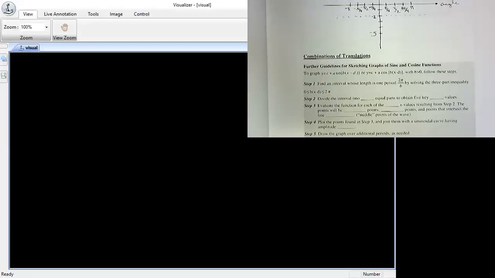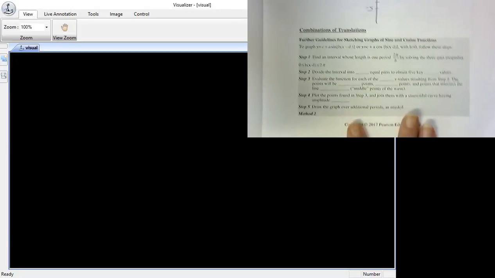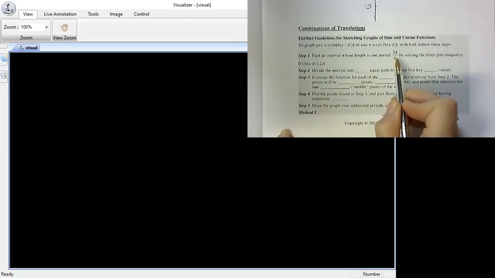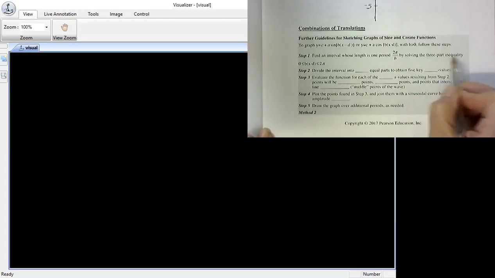All right. So we are going to review the combinations of translations that we talked about and put it all together. We'll practice one more and then we'll move on into 6-4. So first of all, what we did is we found where the period needed to start, where it needed to stop by solving a 3-part inequality.